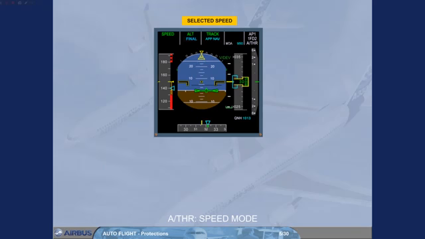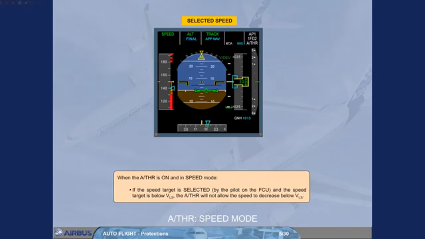When the autothrust is on and in speed mode, if the speed target is selected by the pilot on the FCU and the speed target is below VLS, the autothrust will not allow the speed to decrease below VLS.